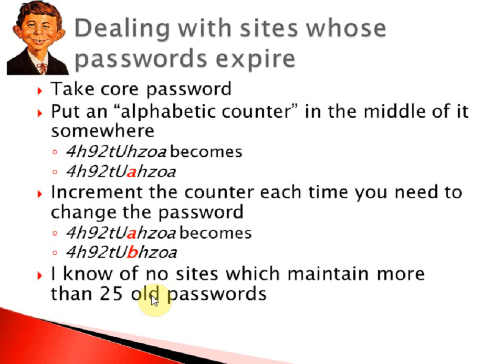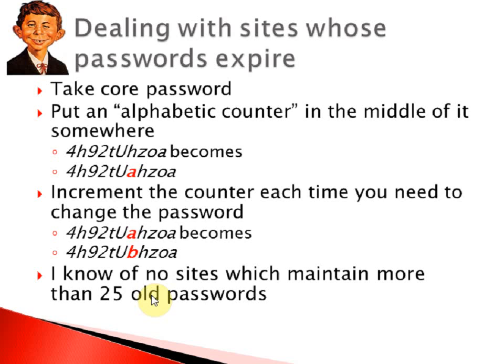Now, there are sites out there that expire, typically the ones you use at work. Well, here's an approach to handling those in a way that can be easy to remember as well. You're going to take your core password again, and you're going to put an alphabetic counter somewhere in the middle of it. Now, before we use the alphabetic counter, what I want you to use for the 4-character pad is the name of your company's URL.